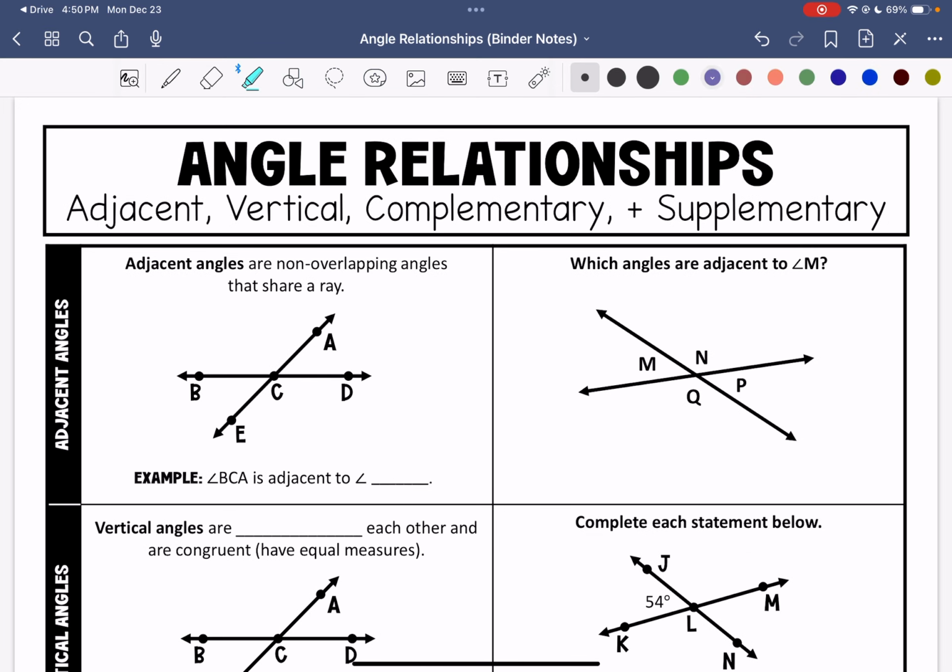So first, let's identify our angle BCA, which is all this space. And if it's adjacent to BCA, meaning they're going to share, I like to look at it as a wall. I realize it's not a wall, but that's the ray that they're sharing. So that means it would be ACD.